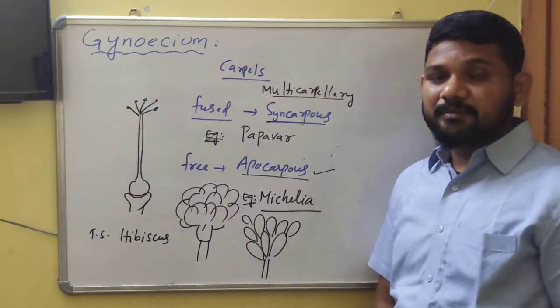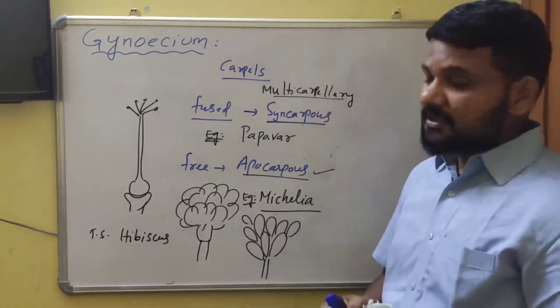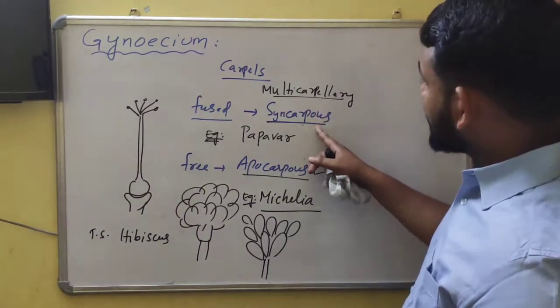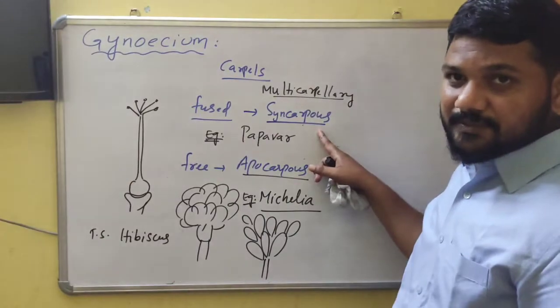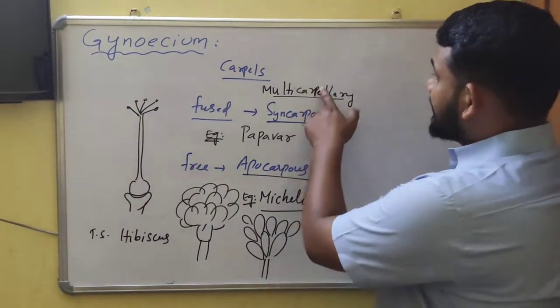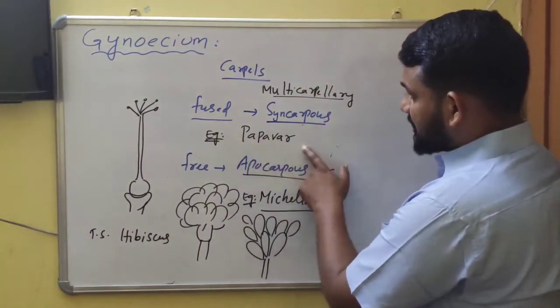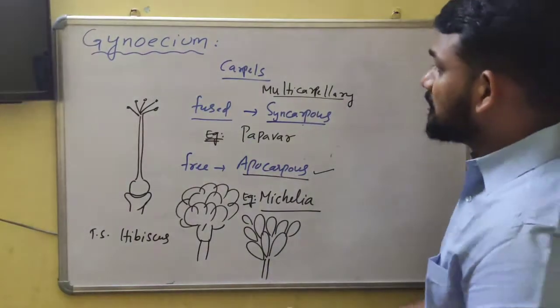If carpels differ based on fusion, the gynoecium is said to be syncarpous or apocarpous. Syncarpous means the carpels are fused, and if carpels are free, then the gynoecium is called apocarpous. Multicarpellary syncarpous gynoecium is present in papaver and multicarpellary apocarpous gynoecium is present in Michelia.